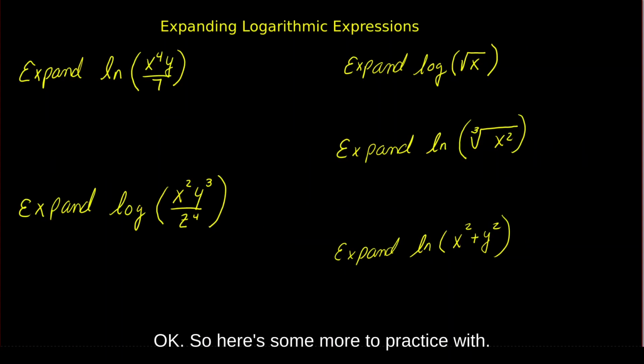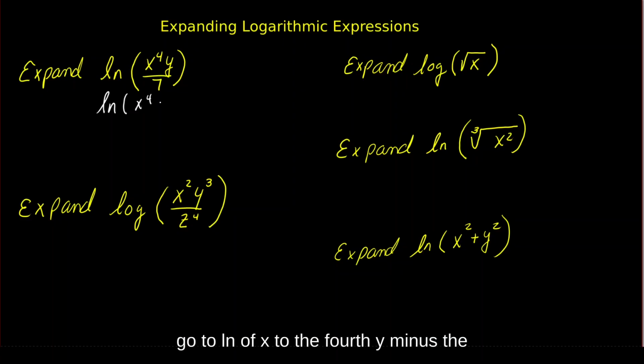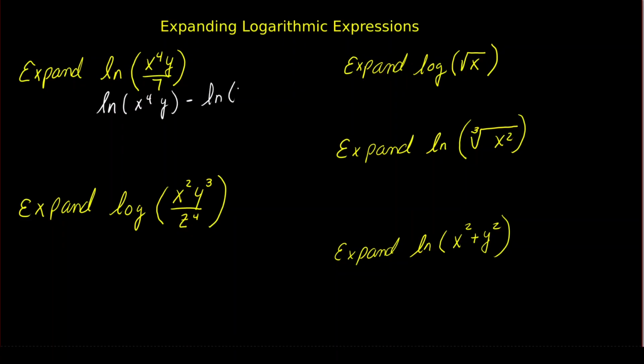Okay, so here's some more to practice with. So I have the natural log of x to the fourth times y divided by 7. All right, so I guess first of all, let's go ln of x to the fourth y minus the natural log of 7.